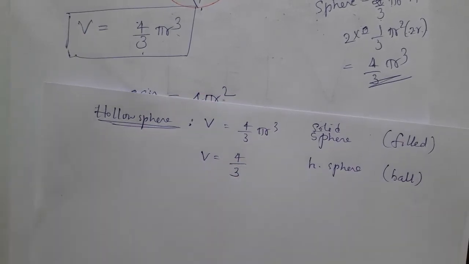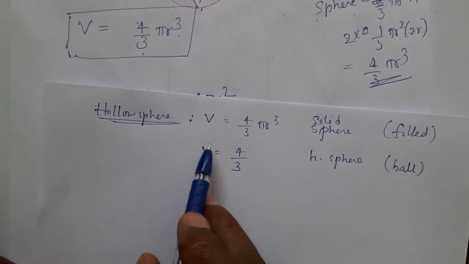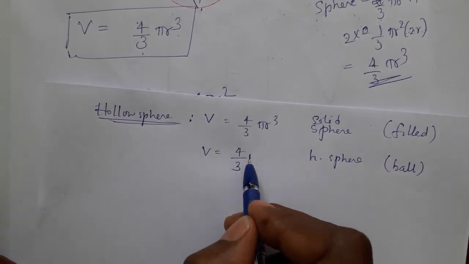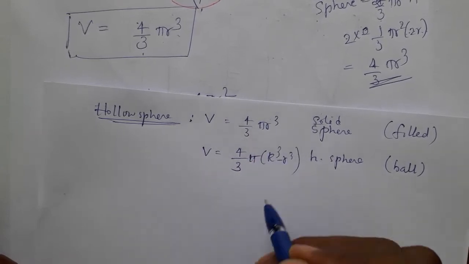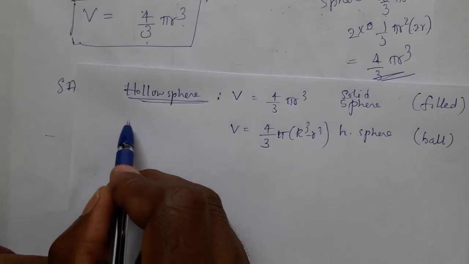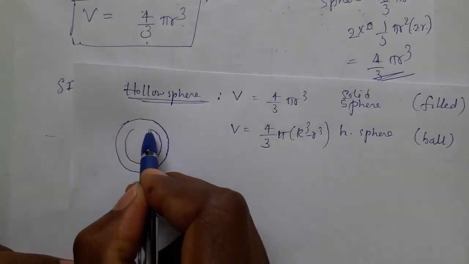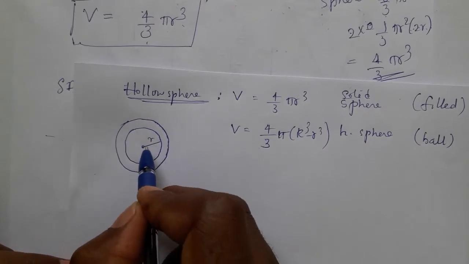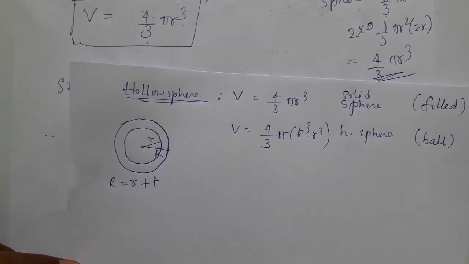Okay. Now the solid sphere formula is 4 by 3 pi r cube. The hollow sphere formula is 4 by 3 pi, but this one r cube you remove and write R cube minus r cube. The reason is that in a hollow sphere, an inside radius will come like this. Look at this: this is the inside radius, this is the external radius. External radius is equal to internal radius plus thickness.